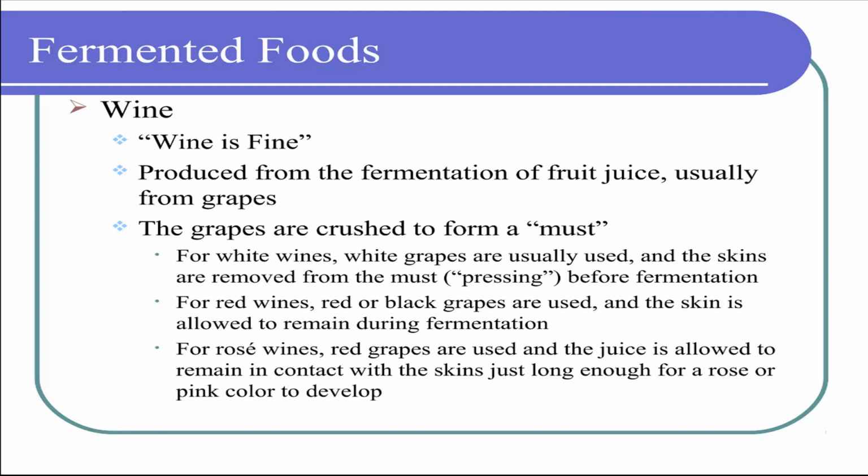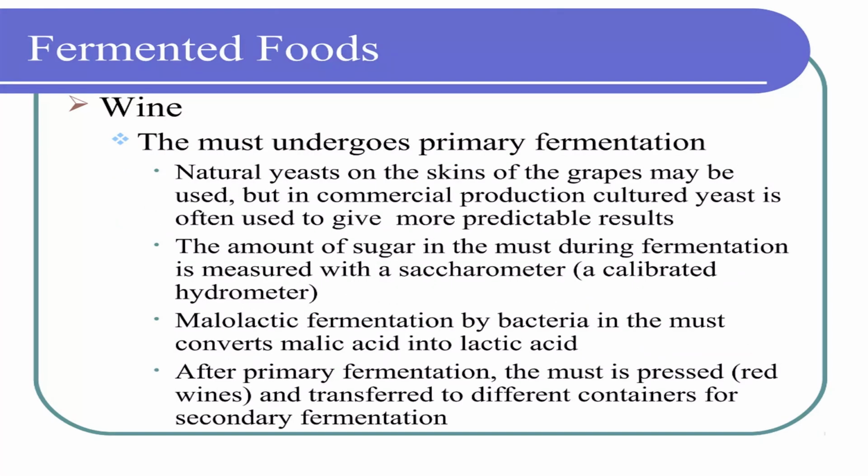The next is wine. Wine is produced from the fermentation of fruit juices, usually from grapes. The grapes are crushed to form a must. For white wines, white grapes are usually used and the skins are removed from the must before fermentation. For red wines, red or black grapes are used and the skin is allowed to remain during fermentation. For rose wines, red grapes are used and the juice is allowed to remain in contact with the skins just long enough for a rose or pink color to develop.